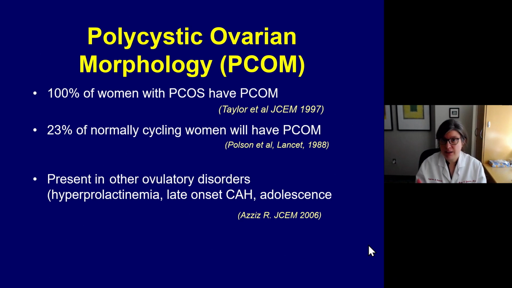In terms of that morphology, 100% of women with polycystic ovarian syndrome will have the morphology, but also 23% of normal cycling women with no hyperandrogenism, who get their hormones checked every day of their menstrual cycle, they've done studies on this, will have a polycystic morphology. And then it can be present in other disorders as well. Elevated prolactin, late onset congenital adrenal hyperplasia in adolescence. So, that's why it's so important to be really careful about how you're diagnosing polycystic ovarian syndrome. And if you're using the ultrasound as part of the diagnosis, you want to be very cautious how you do that because of these findings.